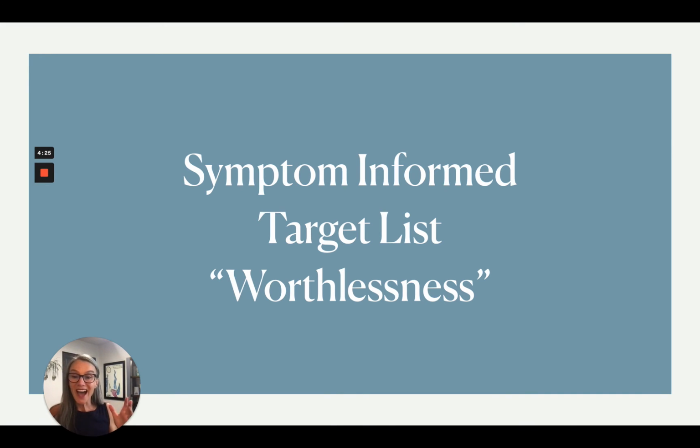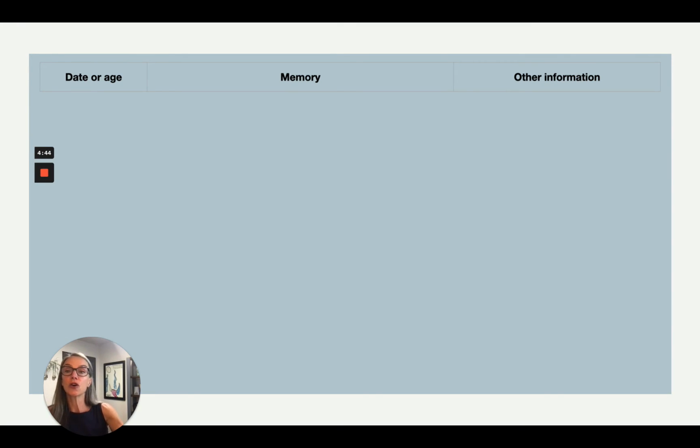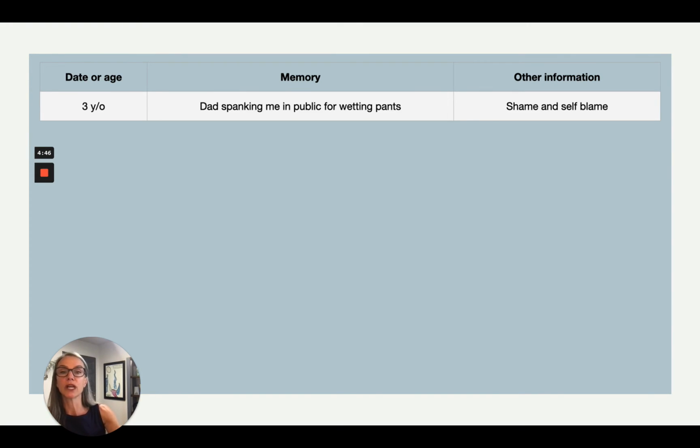Given that, after asking those questions about the first three symptoms, I start to hypothesize that symptoms one through three belong to the same cluster. And this cluster is going to form our first target list of worthlessness. So taking my history, the first experience this client has is remembering his father spanking him in public for wetting his pants at age three.